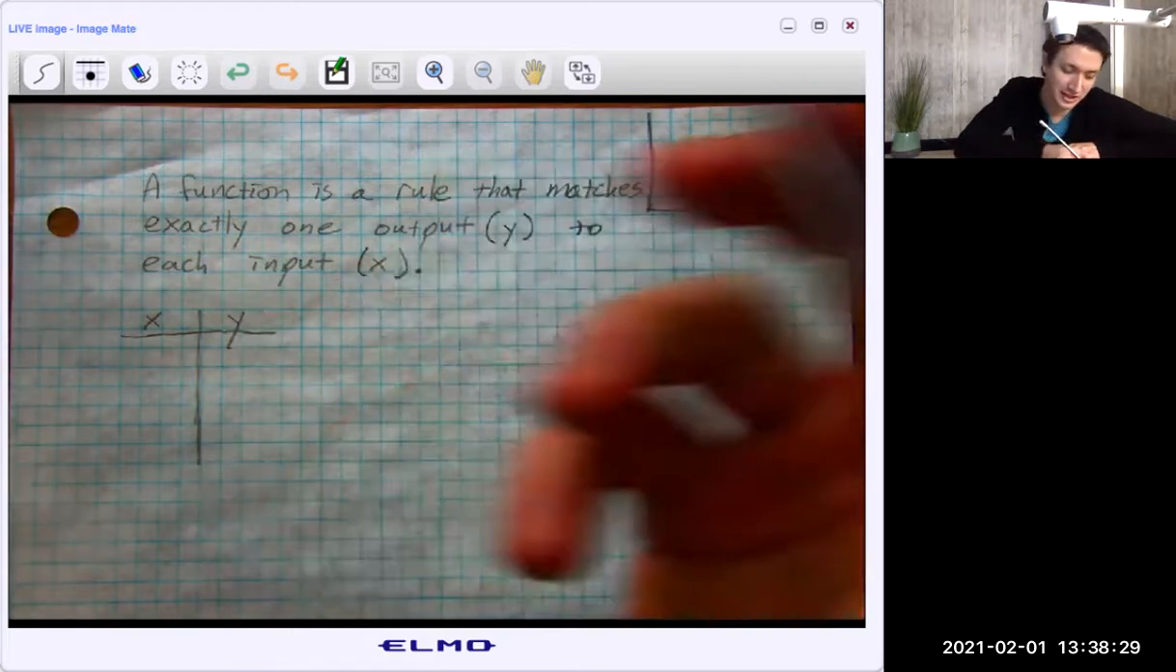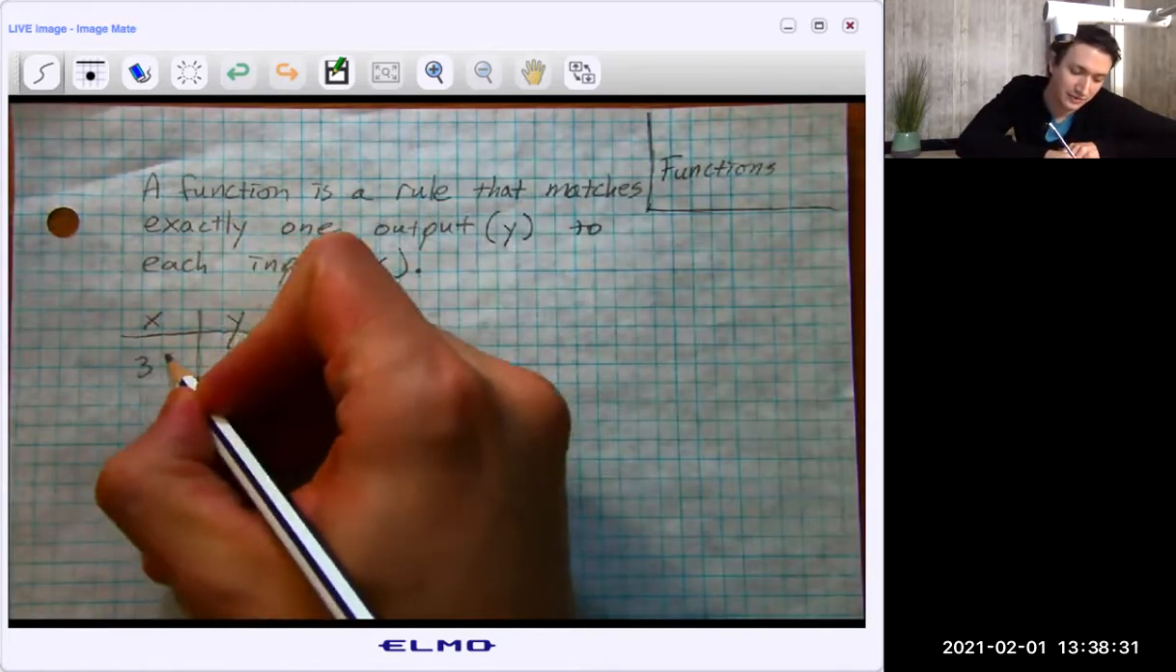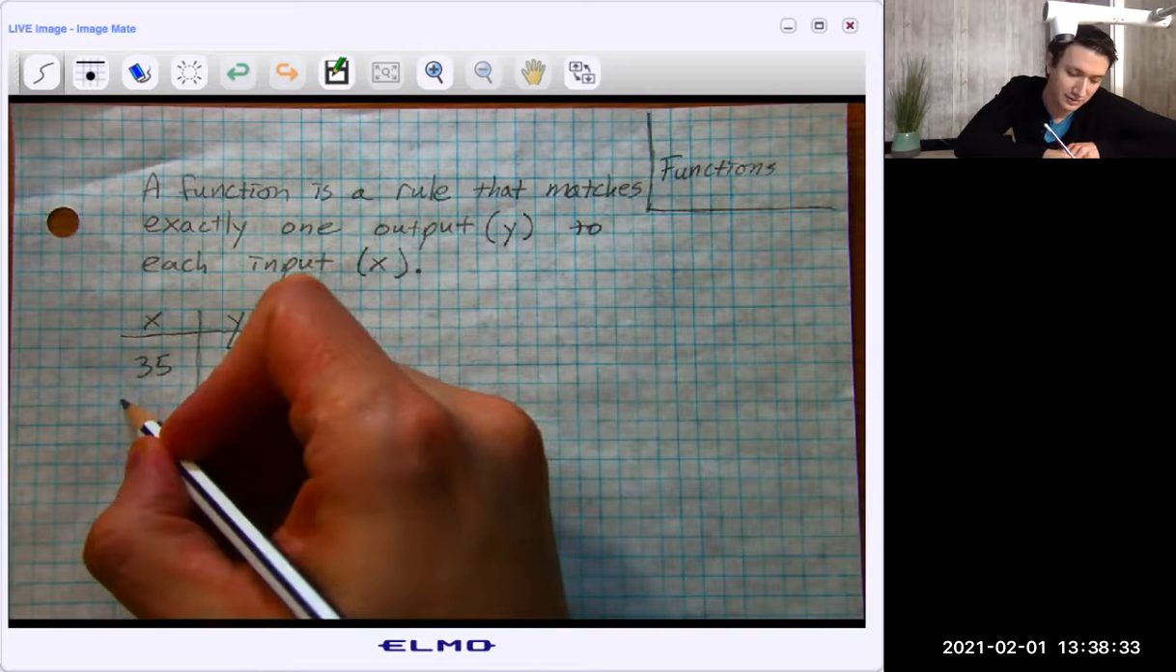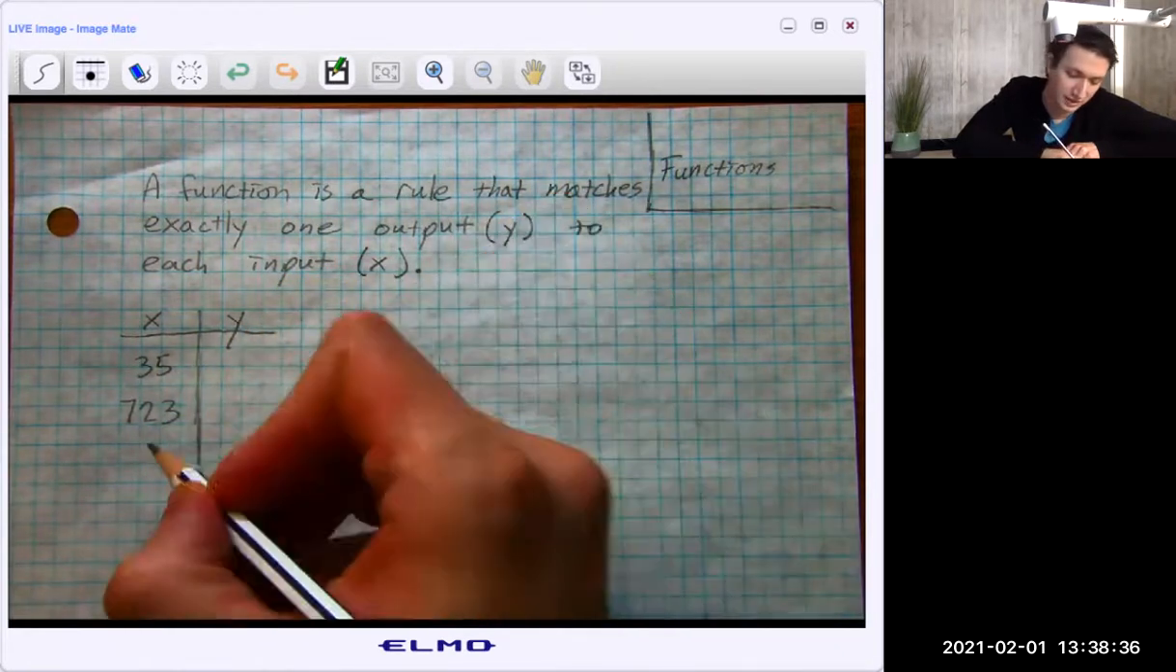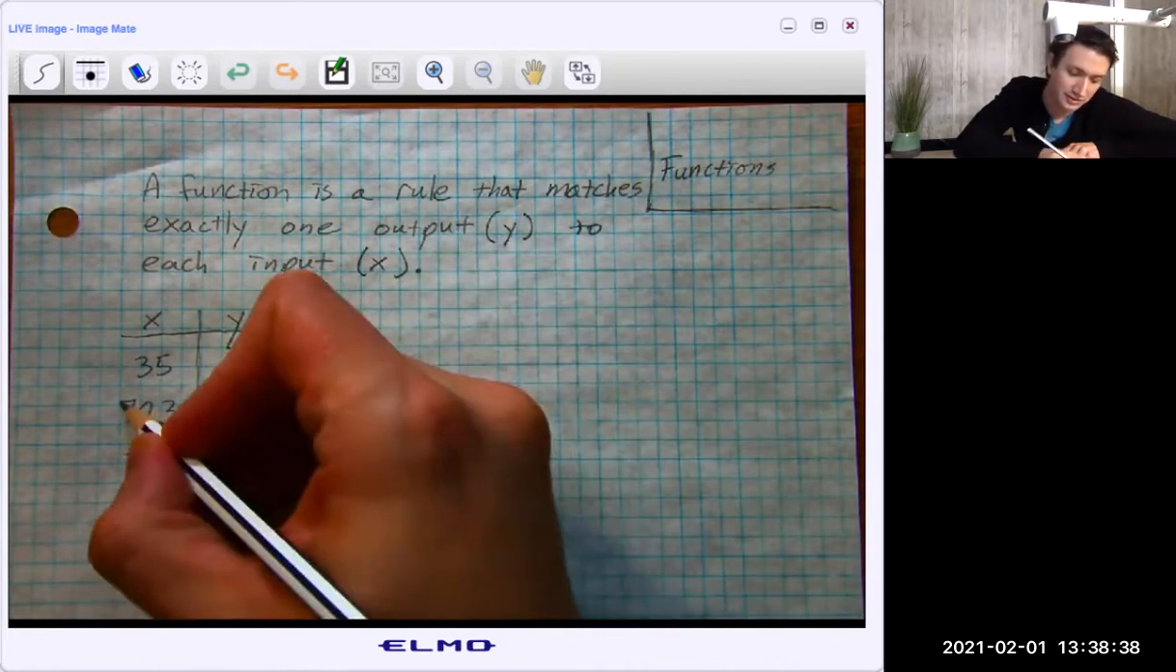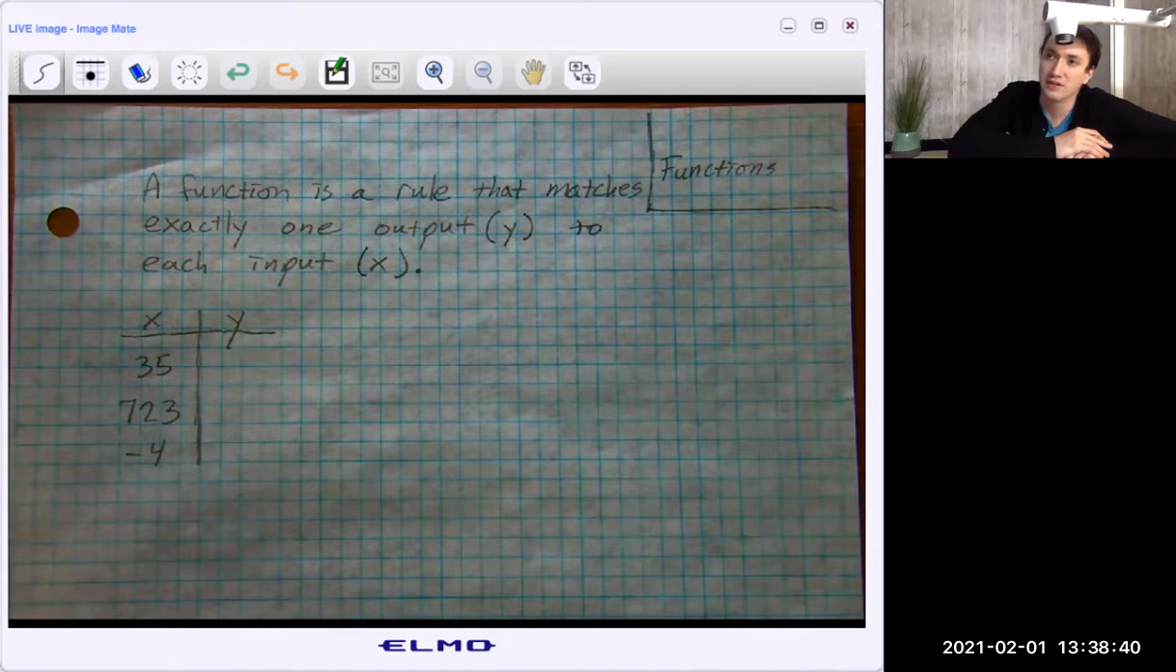Like, I'm just going to say, let's try 35. Let's try 723. And let's try -4. We're going to plug them into some sort of machine, some sort of rule, and we're going to see what comes out.